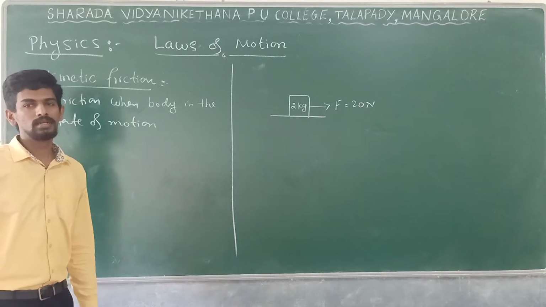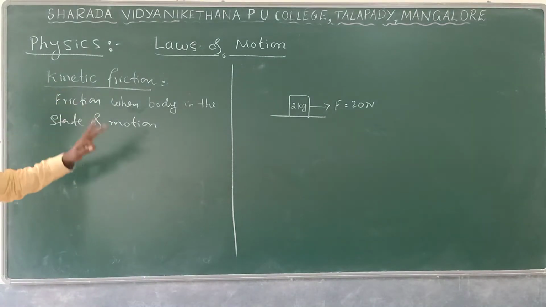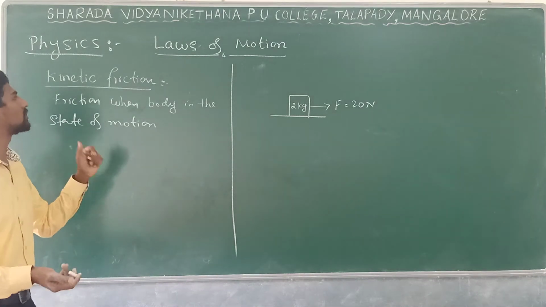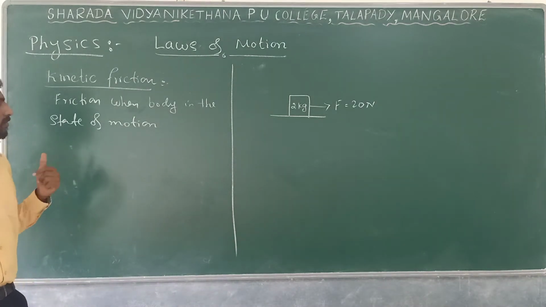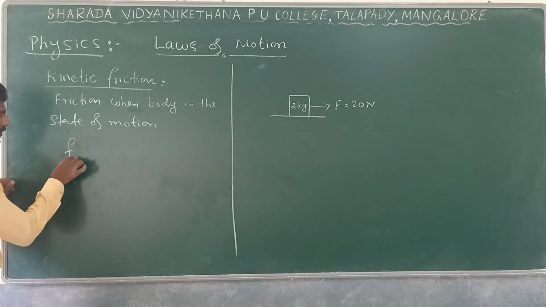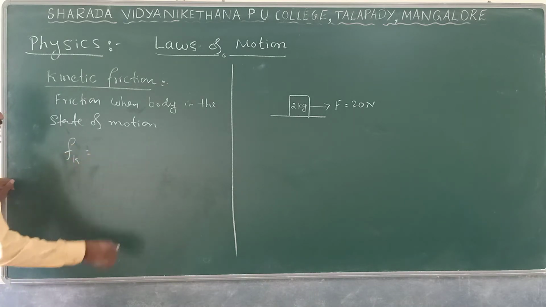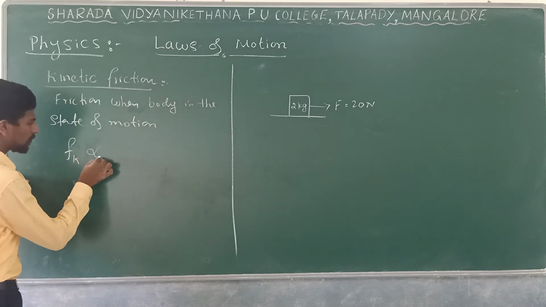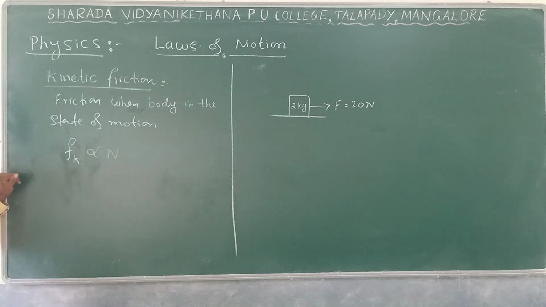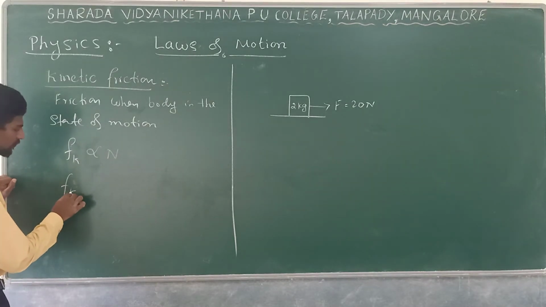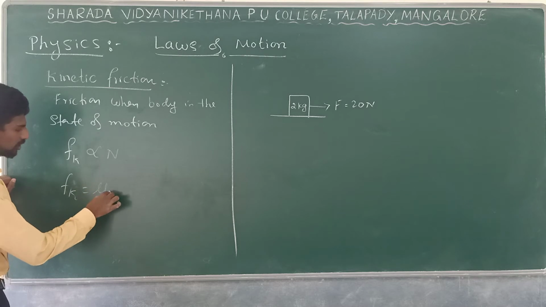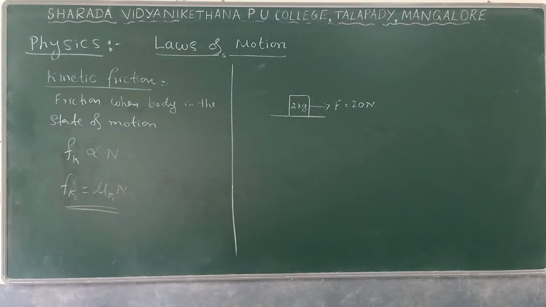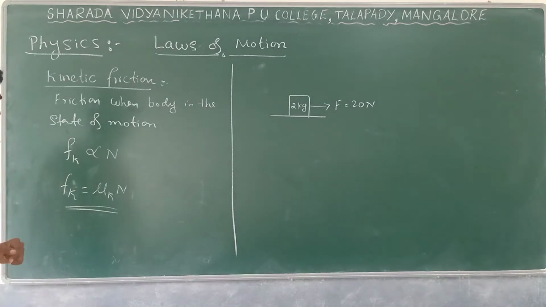So the next type of friction is kinetic friction. We can make out: static friction is in the state of rest, so kinetic friction is in the state of motion. The kinetic friction I can take the symbol as Fk. Here also this is directly proportional to the normal force. I can write Fk as mu k into N. Fk is equal to mu k into N.